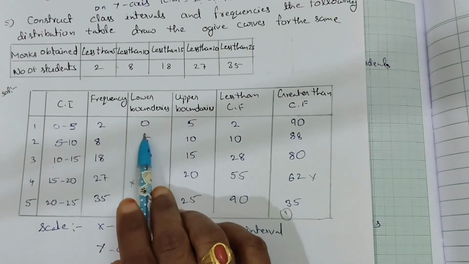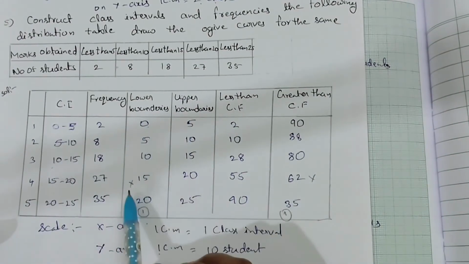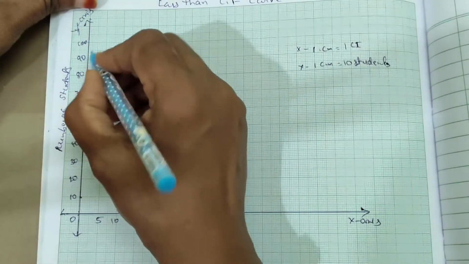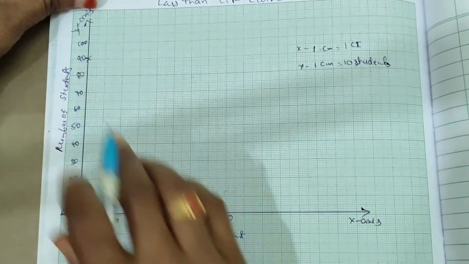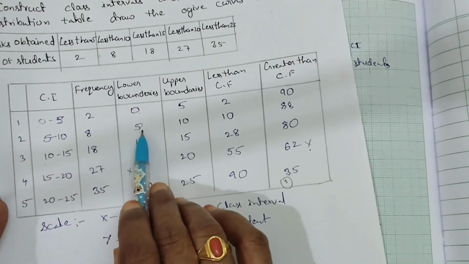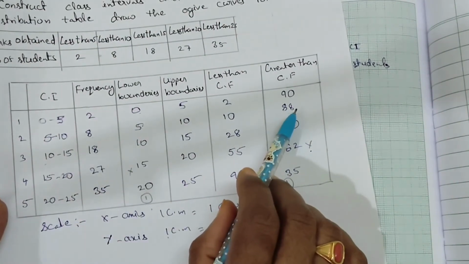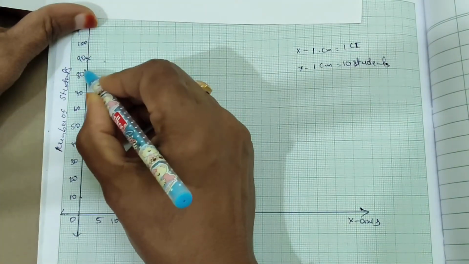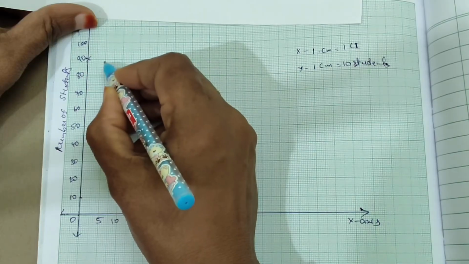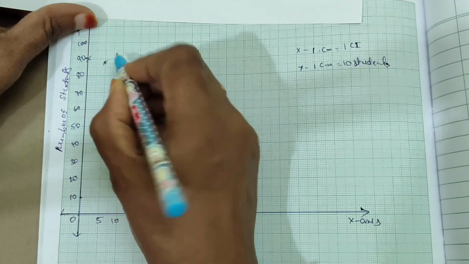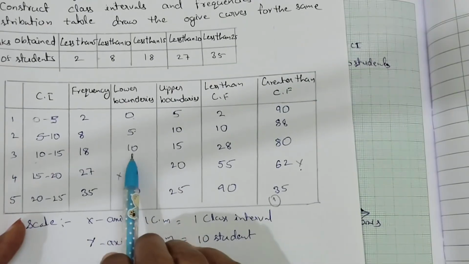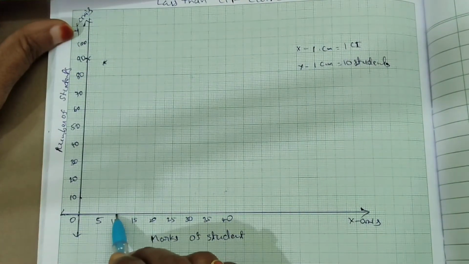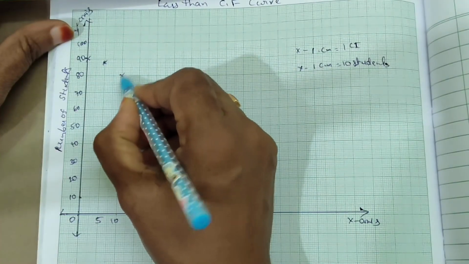The first point is 0 and 90: x-axis on 0, y-axis on 90. Next point is 5 comma 88: x-axis on 5, and 88 means 80 after the 8th line. Next, 10, 80: x-axis on 10, y-axis on 80. This is the third point.